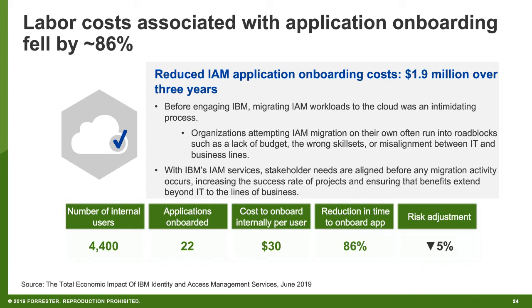So you start with the number of internal identities, which in the case of this customer is 4,400, and that's across 22 IAM applications. So you multiply that by the average cost to onboard an IAM application per user, which is approximately $30 in Forrester's internal IAM migration model. Then you take 86% of that value, which is what we found to be the average reduction in IAM cloud onboarding time while using IBM IAM services. Now finally, Forrester downward risk adjusts this amount by 5% to remain conservative and account for any potential risks that can hinder other organizations from achieving comparable benefits.